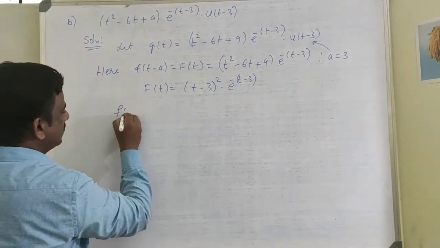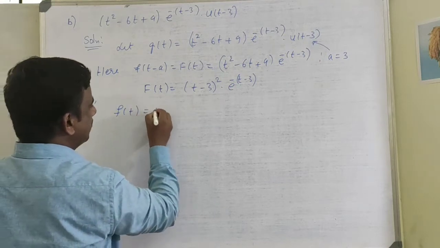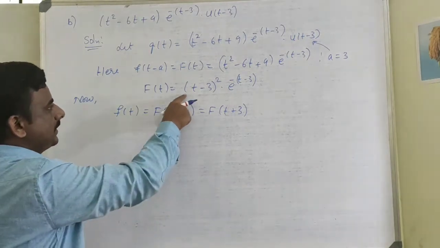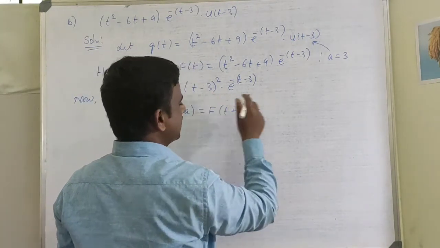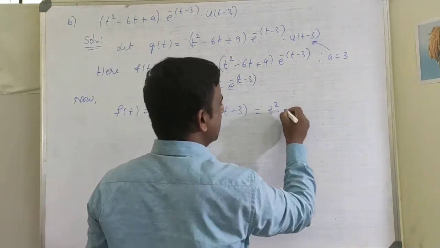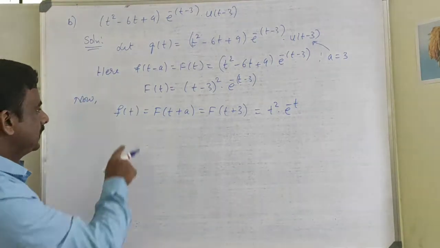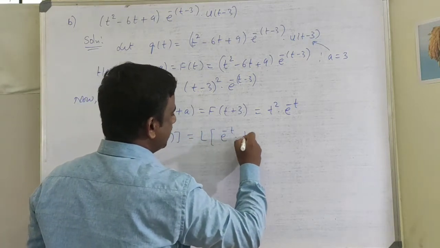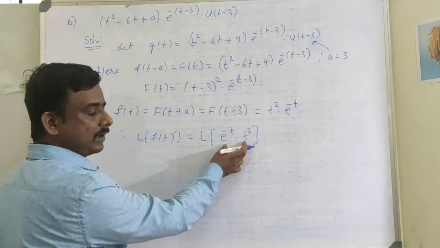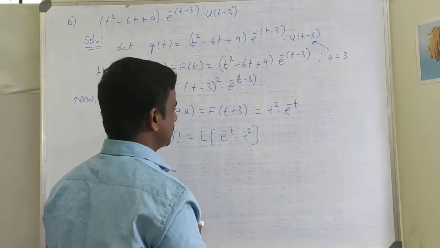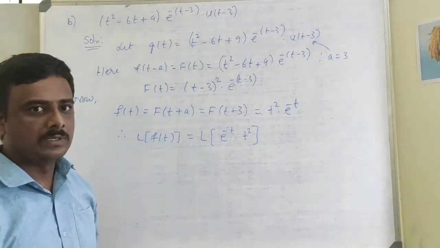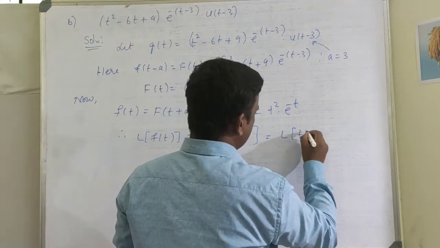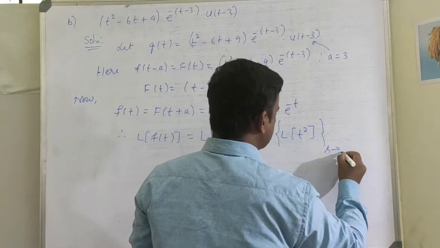Now small f of t equal to capital F of t plus a, that is capital F of t plus 3. If I replace t by t plus 3 here, you get t plus 3 minus 3 whole square, that is t square, into e power minus of t plus 3 minus 3, e power minus t, that is small f of t. Now, Laplace transform of small f of t is Laplace transform of e power minus t into t square. Now, either you can apply property 1 or property 2. Sorry, we prefer property 1, that is easier compared to property 2. So this will be, as per property 1, Laplace transform of t square, where s should be replaced by s plus 1.